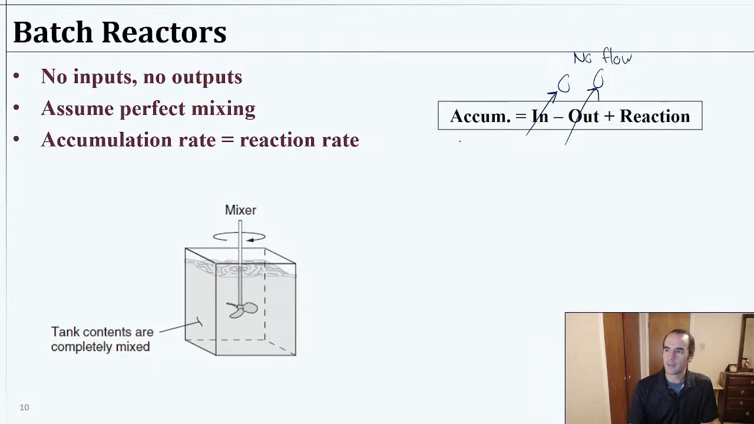So that means that if you look at what we just did, whatever accumulation is happening in that vessel has to be equal to the reaction that's happening in that vessel. So that means we are never going to run a steady state batch reactor, because the steady state assumption was that a steady state system happens when accumulation equals 0.